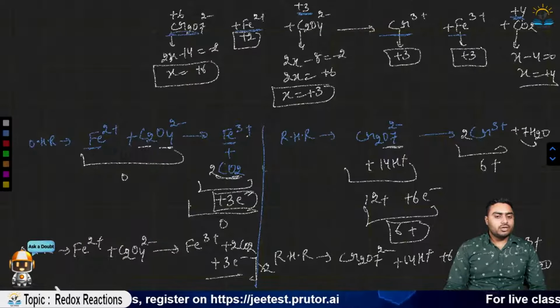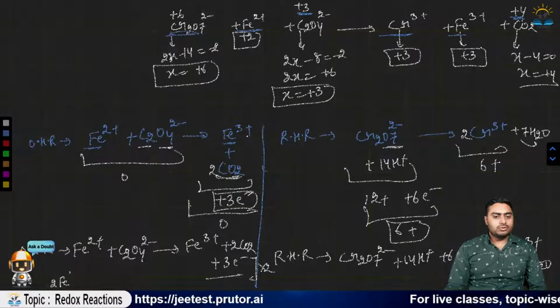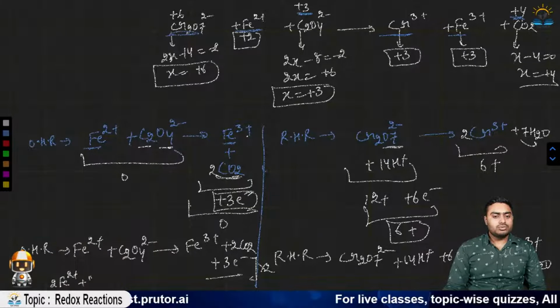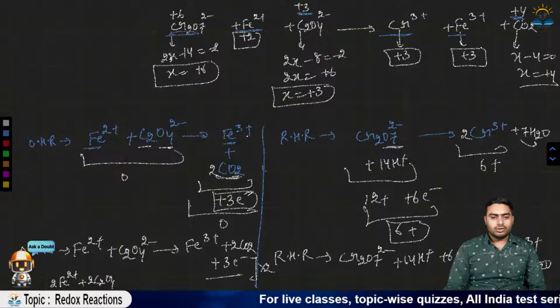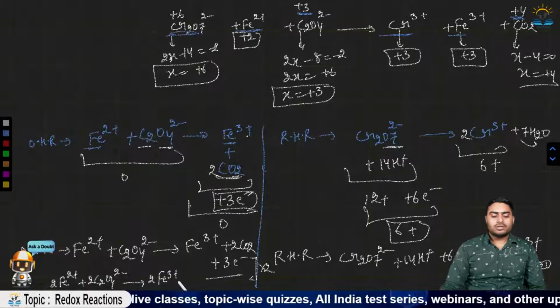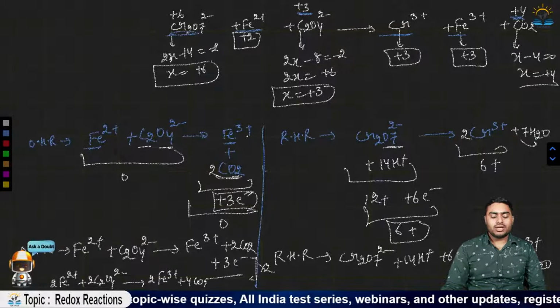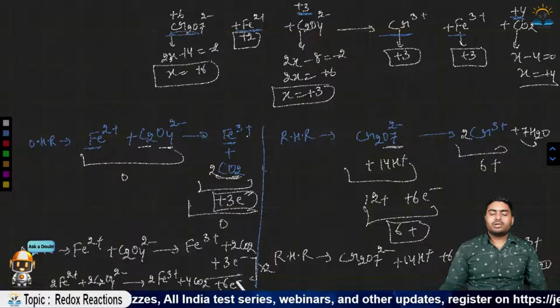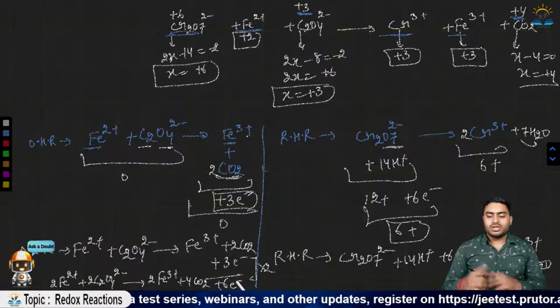Okay, what you will get? You will get 2Fe2 positive plus 2C2O4 2 negative gives 2Fe3 positive, then 4CO2, then 6 electrons. Then what you can do, you can add these both equations and you will get your answer.